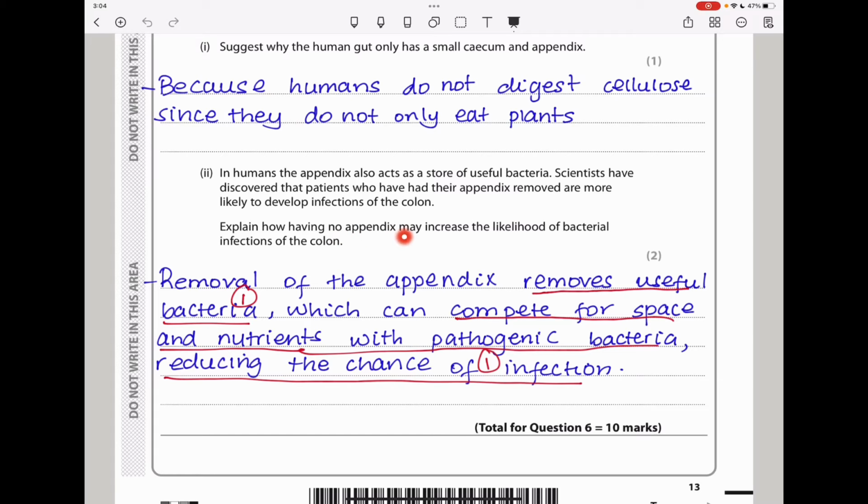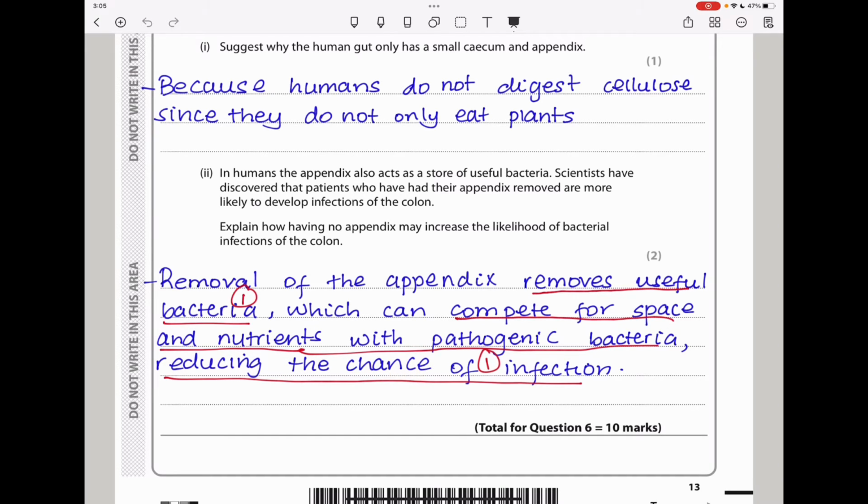Now remember, they have said they contain useful bacteria, and useful bacteria are going to compete with any pathogenic bacteria for space and nutrients. So if there are any pathogens entering our digestive system, these useful bacteria outcompete them most of the time in order to protect us from infection. So removal of the appendix will remove these useful bacteria, which can compete for space and nutrients with the pathogenic bacteria.